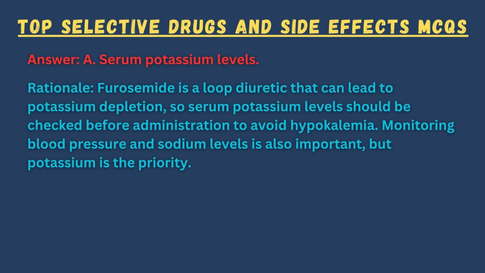Answer: A. Serum potassium levels. Rationale: furosemide is a loop diuretic that can lead to potassium depletion, so serum potassium levels should be checked before administration to avoid hypokalemia. Monitoring blood pressure and sodium levels is also important, but potassium is the priority.